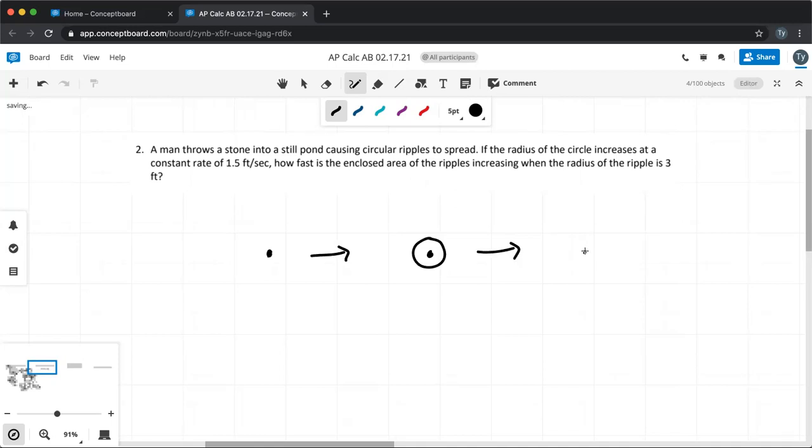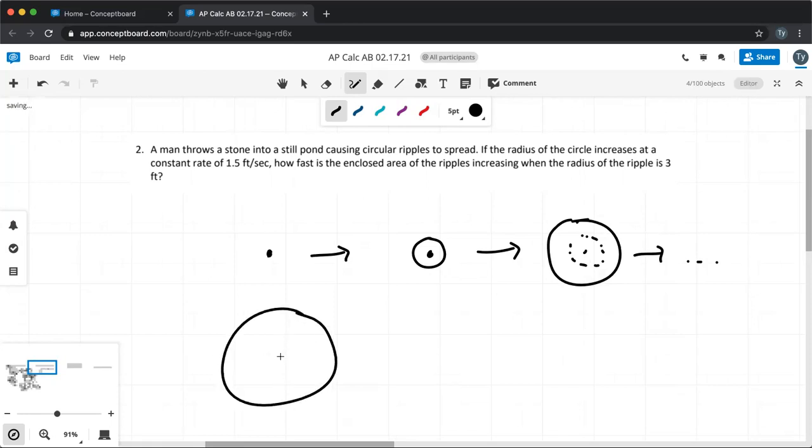And then a little later, that ripple is no longer there. It's a little bit bigger. And you can keep doing this. So at some point, there's a circle there representing the ripple. There's a circle here representing the ripple. We have a circle. Okay, we care about the area, and we care about the radius too. So the radius would be from the center of the circle, of course, to the edge of the circle. There's our r.